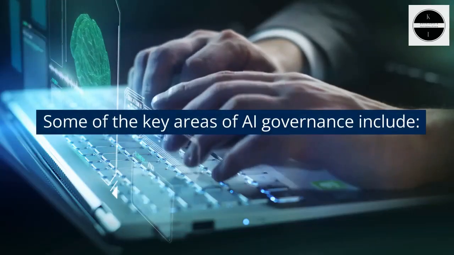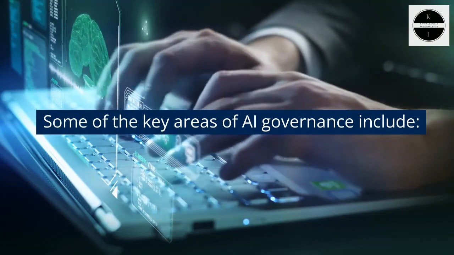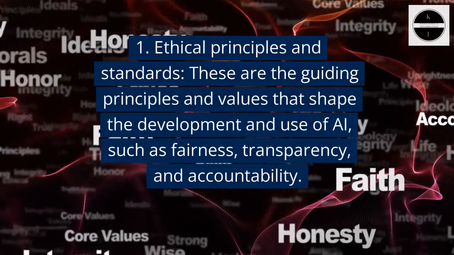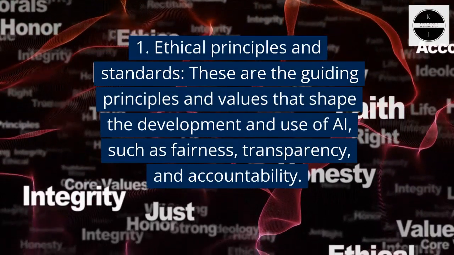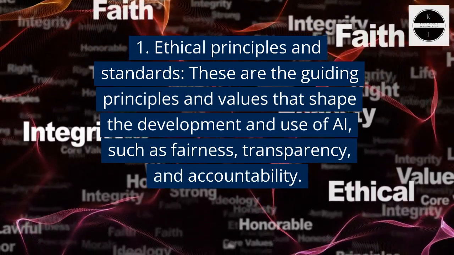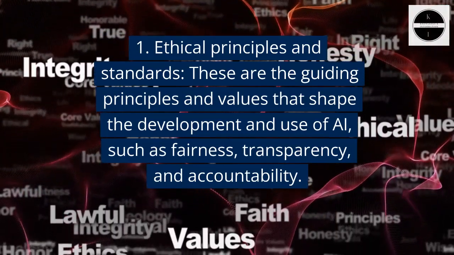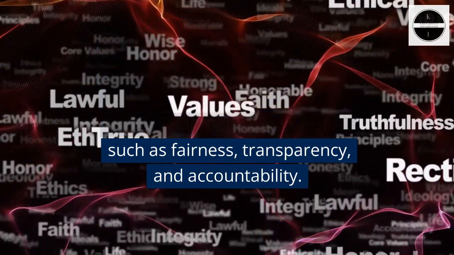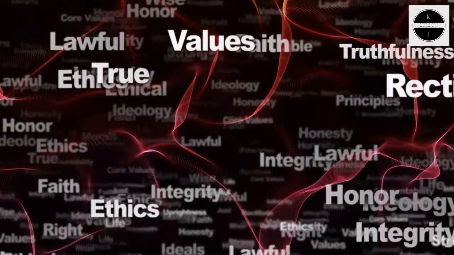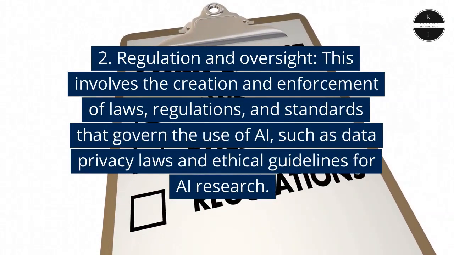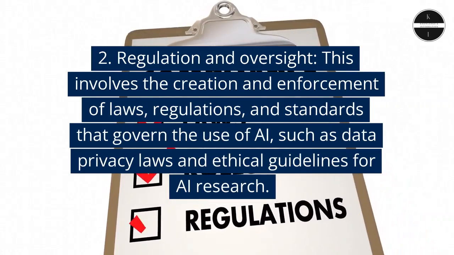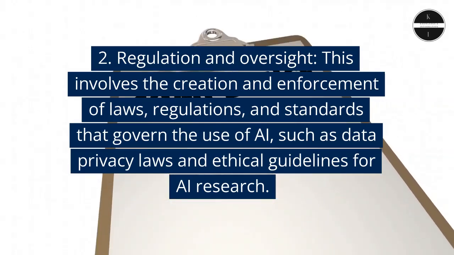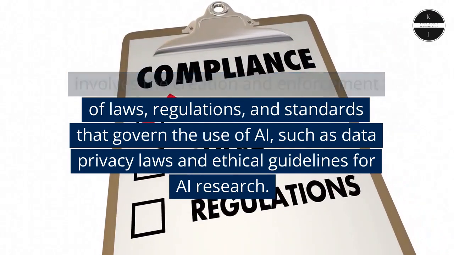Some of the key areas of AI governance include: 1. Ethical principles and standards. These are the guiding principles and values that shape the development and use of AI, such as fairness, transparency, and accountability. 2. Regulation and oversight. This involves the creation and enforcement of laws, regulations, and standards that govern the use of AI, such as data privacy laws and ethical guidelines for AI research.